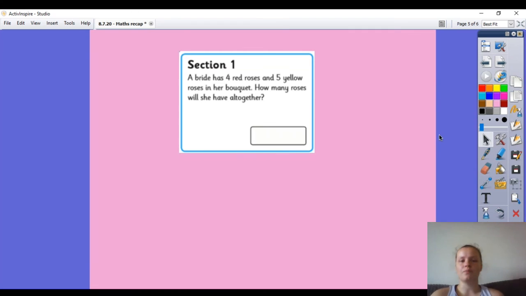Okay, so it asks, a bride has 4 red roses and 5 yellow roses in her bouquet of flowers. So it's a group of flowers. Okay. How many roses does she have altogether? So this is an add question. It's asking how many roses does she have altogether? So we know she's got 4 red ones and 5 yellow ones. So how many is that altogether? I'm going to give you a few seconds now.